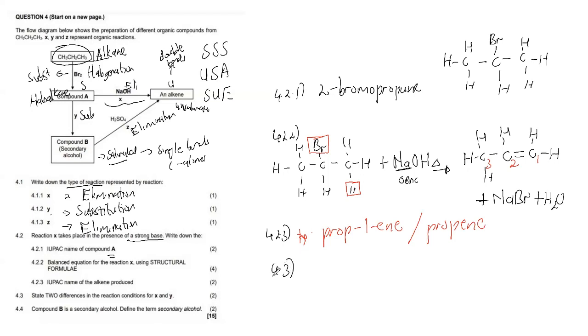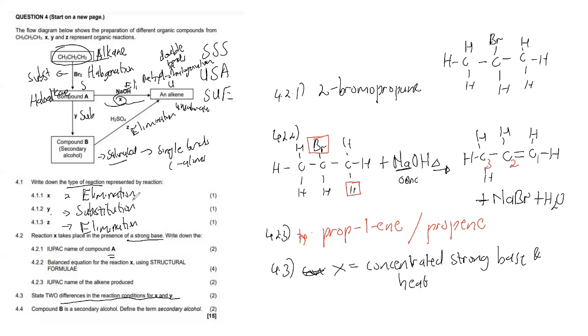Then 4.3 says state 2 differences in the reaction conditions of X and Y. So we know that here for X, this is what we call a dehydrohalogenation, which the reaction conditions for a dehydrohalogenation is that we must have what? A concentrated. So for X, let's mention that for X, we must have a concentrated strong base and heat.